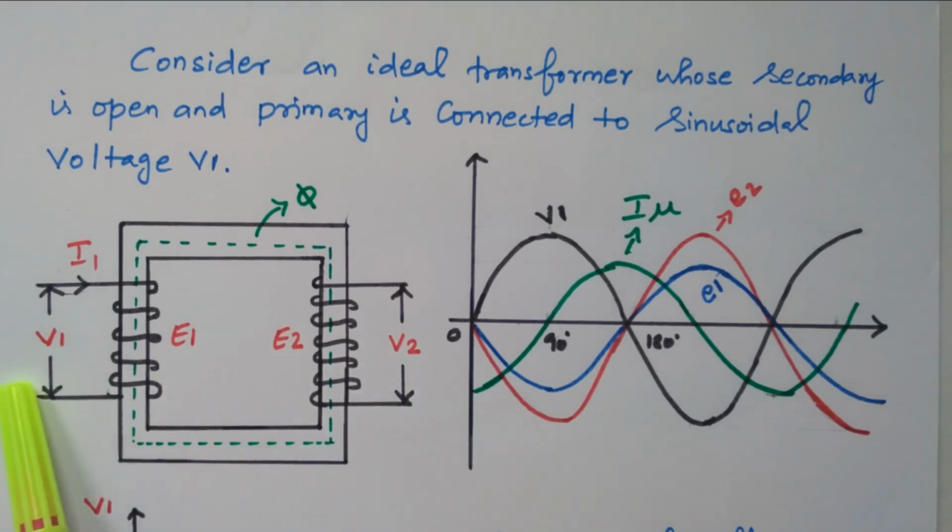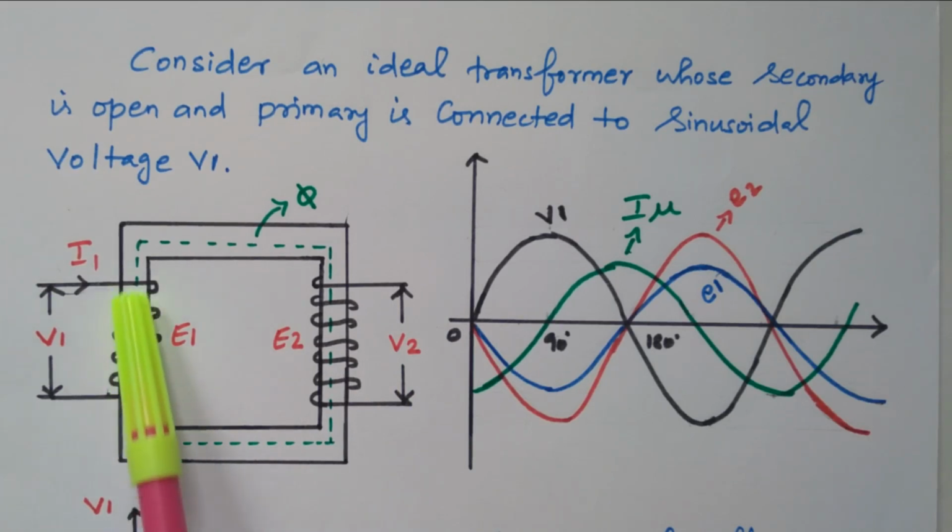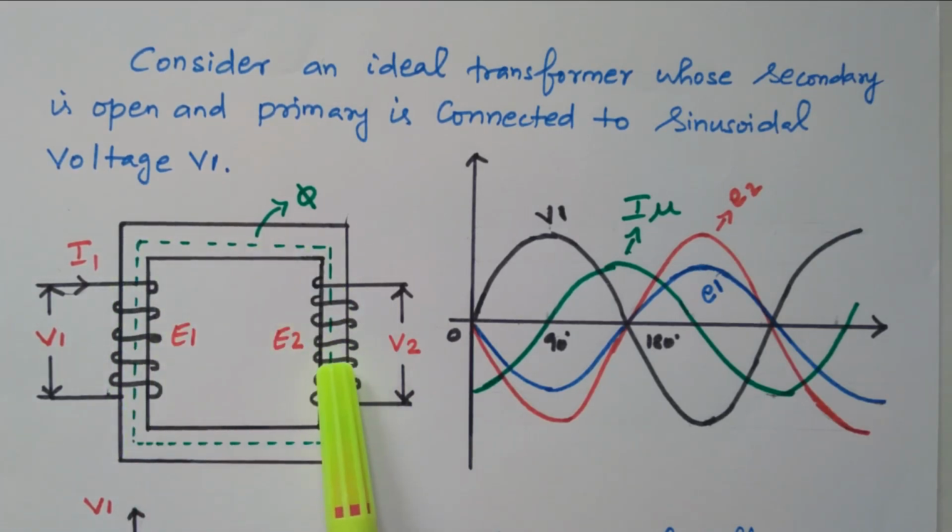So the supply voltage is given, current is flowing, a very small amount of current because the secondary is open. That current is nothing but the magnetizing current. Due to the rate of change of current, flux is produced, and EMF is induced in the primary winding. That flux links with the secondary winding. So due to rate of change of flux, EMF E2 is produced in the secondary winding. V2 is the voltage available outside.